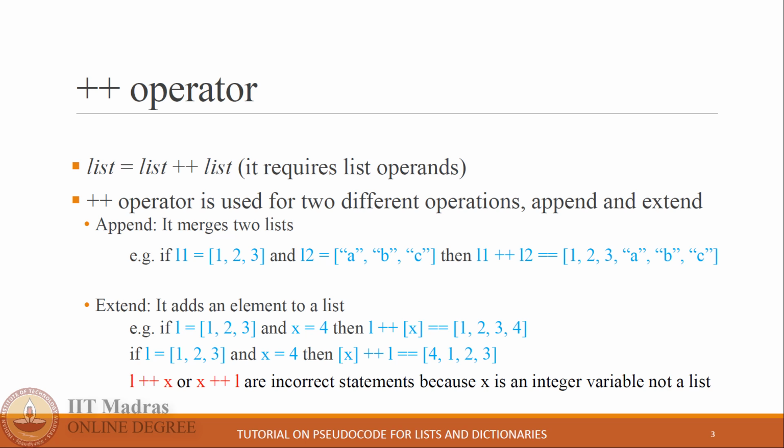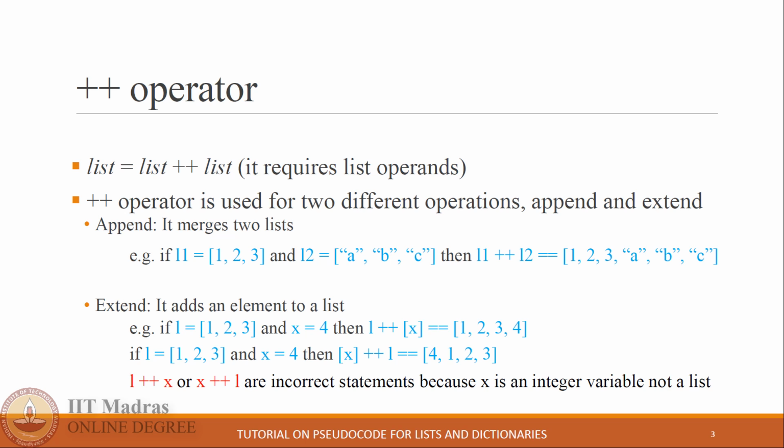When we want to merge the elements of two different lists into a single list, then this operation is called as append. For example, if L1 is equal to 1, 2, 3 and L2 is equal to A, B, C, then L1 ++ L2 will result into 1, 2, 3 immediately followed by A, B, C. Here all these 6 elements will be in a single list.